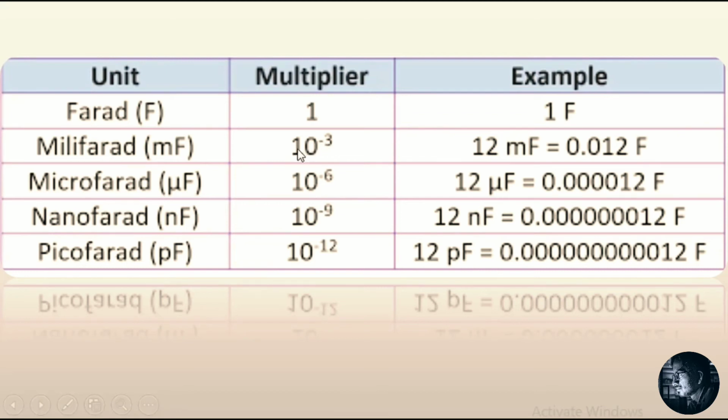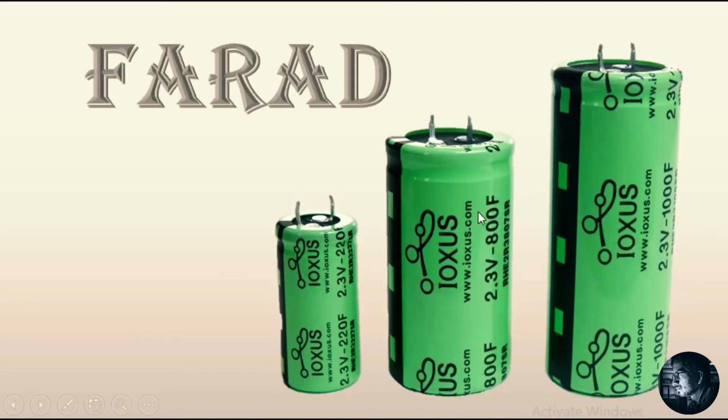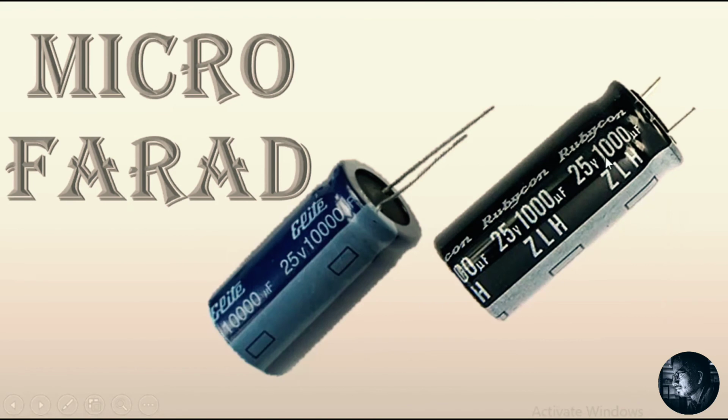1 farad, it is the highest value. To get millifarad, we add 1000 to the value, that is 12 millifarad. For microfarad, we need to add 6 zeros. For nanofarad, we need to add 9 zeros. And for picofarad, we need to add 12 zeros. Here are some sample images.